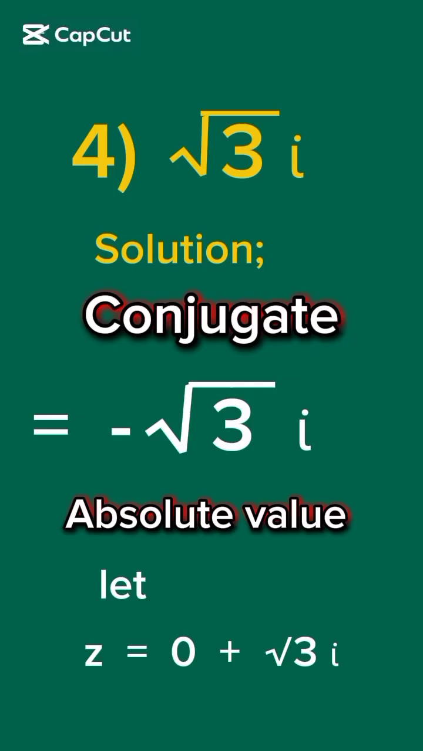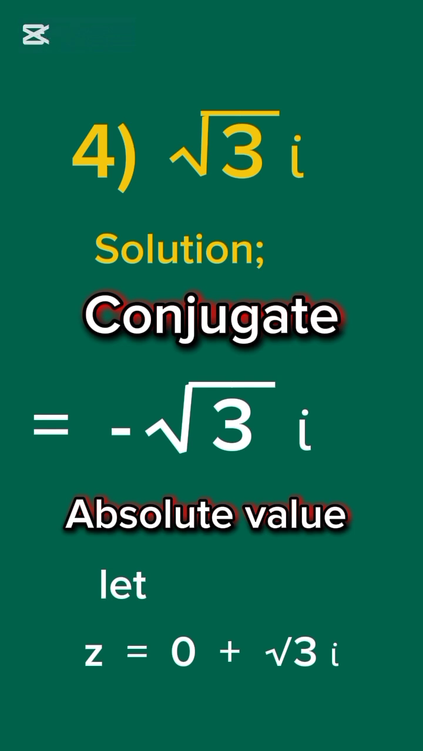The next question is square root of 3 iota. That means real part is 0. Imaginary part is square root of 3. In conjugate, real part stays same. Imaginary part changes its sign. Real part is 0, so it stays 0. Imaginary part is plus square root of 3, so it becomes minus. So conjugate is minus square root of 3 iota.